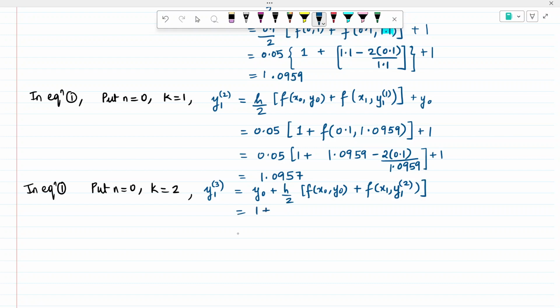So this is 1 plus 0.05. This bracket will have a 1 plus the value of y1, which is 1.0957, minus 2 times 0.1 divided by 1.0957. Use your calculator.